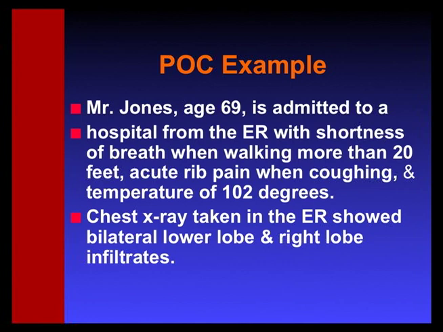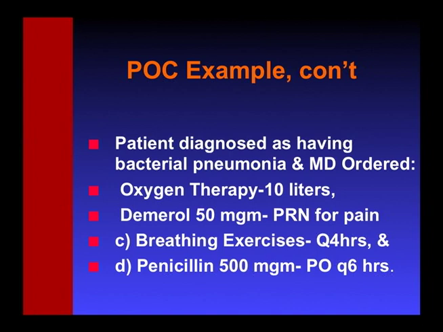A chest X-ray was taken in the ER which showed bilateral lower left lobe and right lobe infiltrates. The physician diagnosed the patient as having bacterial pneumonia and ordered oxygen therapy 10 liters, Demerol 50 milligrams IM, PRN for pain, breathing exercises Q4 hours, and penicillin 500 milligrams PO Q6 hours.